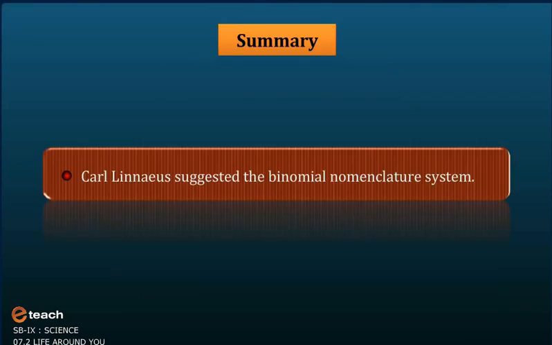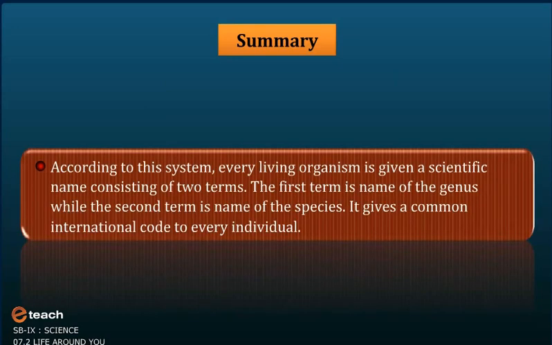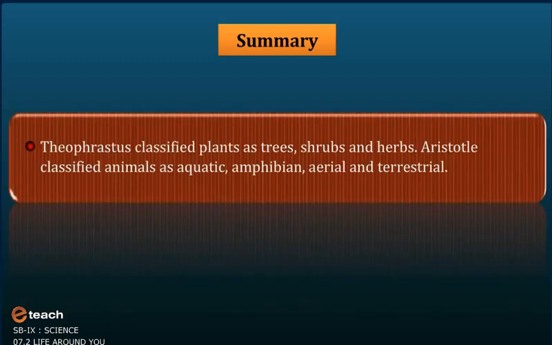Summary: Carl Linnaeus suggested the binomial nomenclature system. In this system, every living organism is given a scientific name consisting of two terms. The first term is the name of the genus, while the second term is the name of the species. It gives a common international code to every individual. Theophrastus classified plants as trees, shrubs, and herbs. Aristotle classified animals as aquatic, amphibian, aerial, and terrestrial.